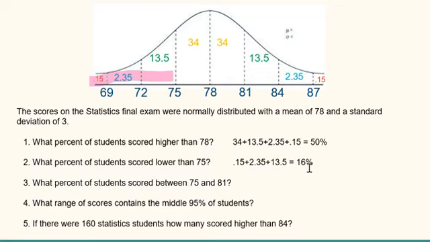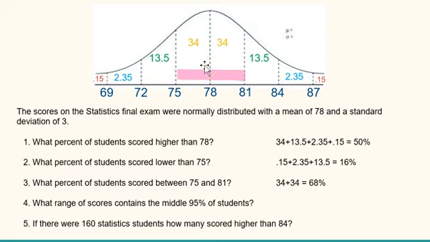All right, and then what percent of students scored between 75 and 81? So again, I'm looking for this area right here in between a 75 and an 81. So I'm just going to add those two sections together. 34 plus 34 is 68%. Okay, then these last two questions are a little bit different. We have to do some thinking here.